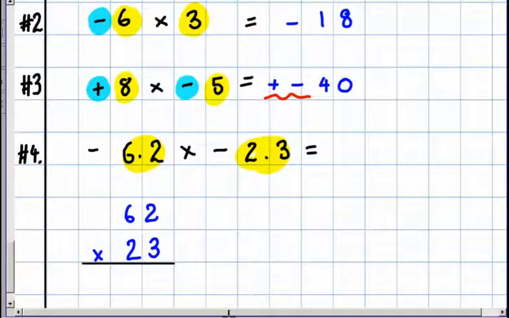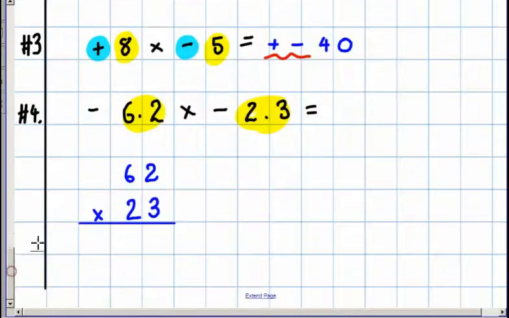Now, just run through this little method again. I ignore that second figure on the bottom, the one on the left here. I'm going to do 3 times 2. 3 times 2 is 6. Then I'm going to do 3 times 6. 3 times 6 is 18. I put the 8 there. You would carry it, but as I finish the multiplying, I write it in there.